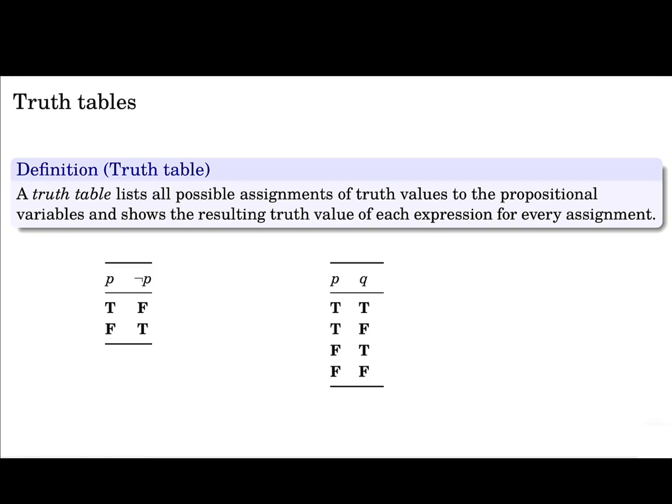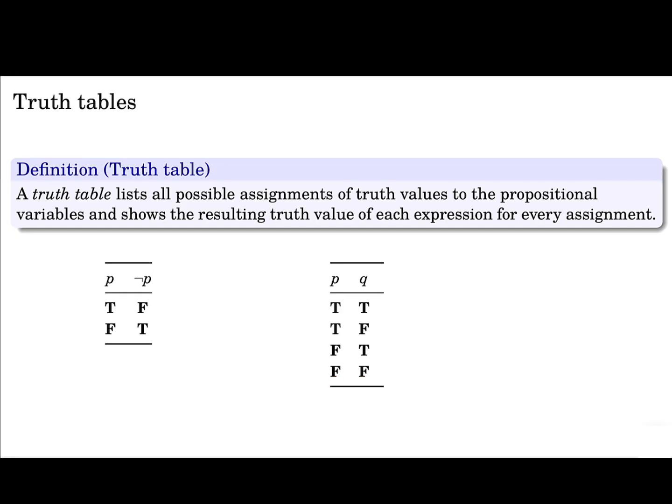If we go to the table here on the right, we can see that now we have two propositions. So we have P and Q. So in this case, we're going to have four possibilities. You can have that P is true and Q is true. You can have that P is true and Q is false. You can also have P is false and Q is true. And finally, you can have P is false and Q is false.